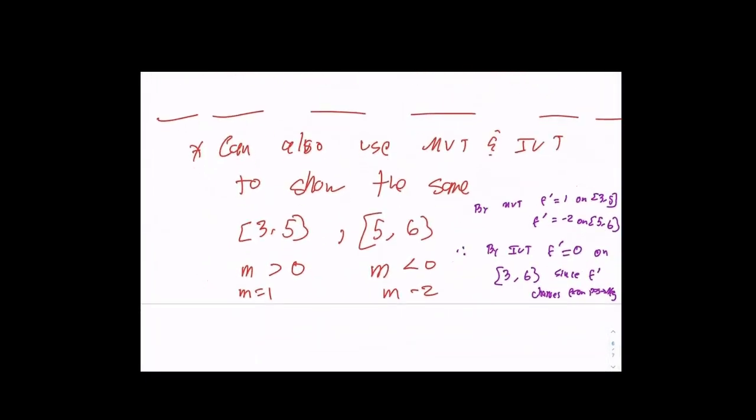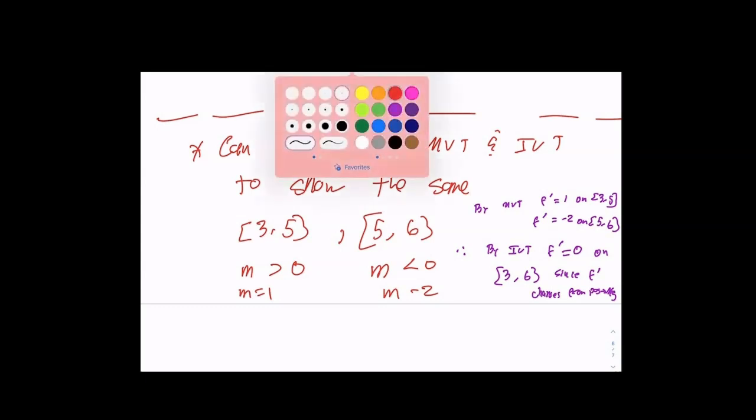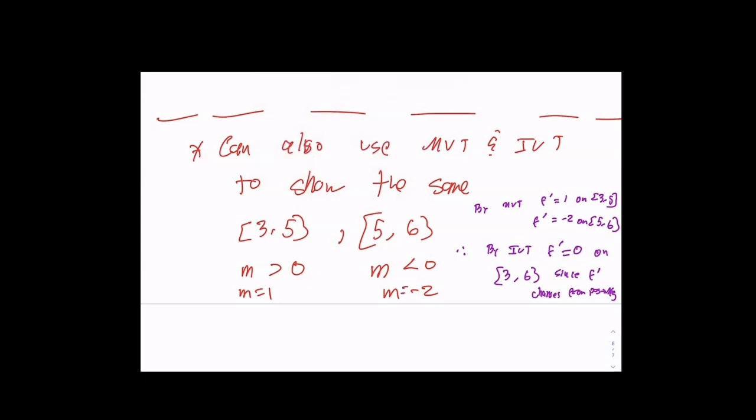So somewhere on the interval 3 to 5, I don't know where, it could be 3.2, it could be 4, but somewhere on the interval 3 to 5, the tangent slope, f prime, must equal 1. Somewhere on the interval 5 to 6, the tangent slope, f prime, must equal -2, since that's the average rate of change. I don't know where exactly, it could be 5.2, 5.3, 5.44444, but somewhere on that interval from 5 to 6, the slope is -2.